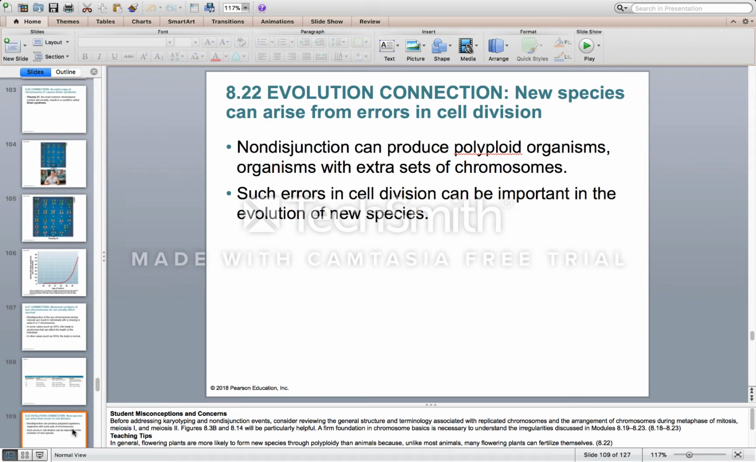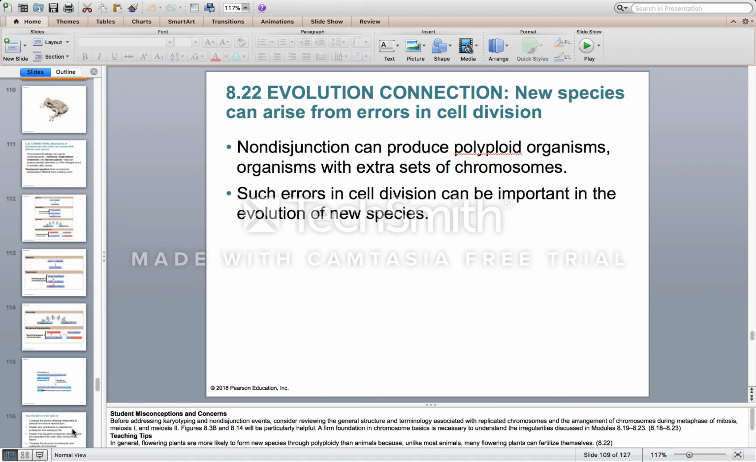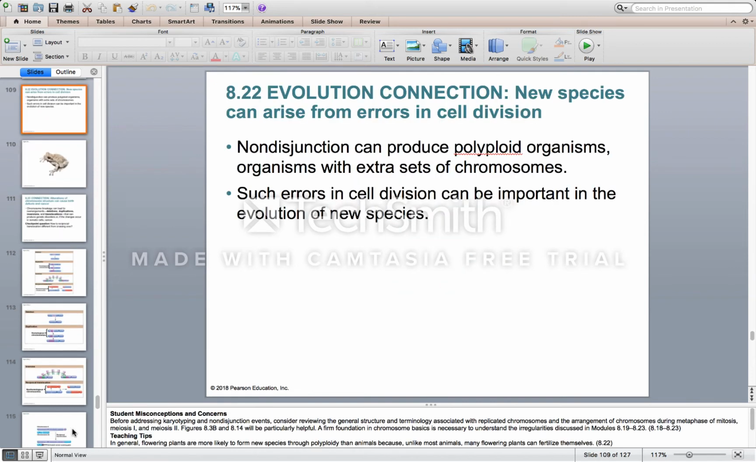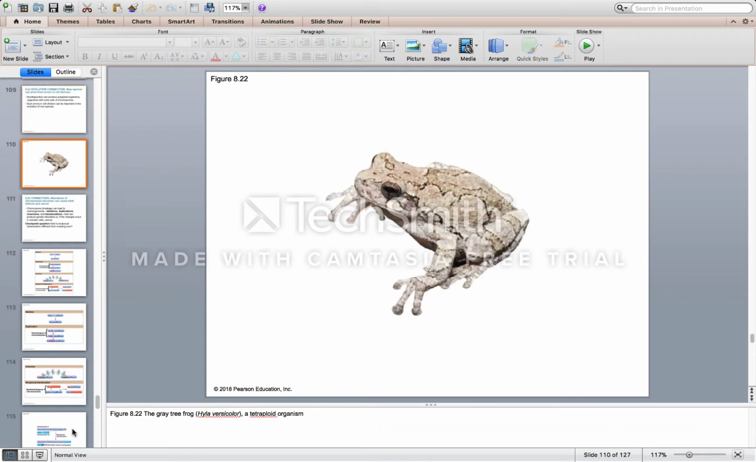Okay, so new species can arise from errors in cell division. Non-disjunction can produce polyploid, poly meaning many, organisms with extra sets of chromosomes. Such errors in cell division can be important in the evolution of new species. So if you have a polyploid organism, this can result in new, different types of species. Here we have an example of a gray tree frog, which is a tetraploid organism, which means that with unique polyploid extra sets of chromosomes, you can actually create totally different types of species, which is pretty cool.